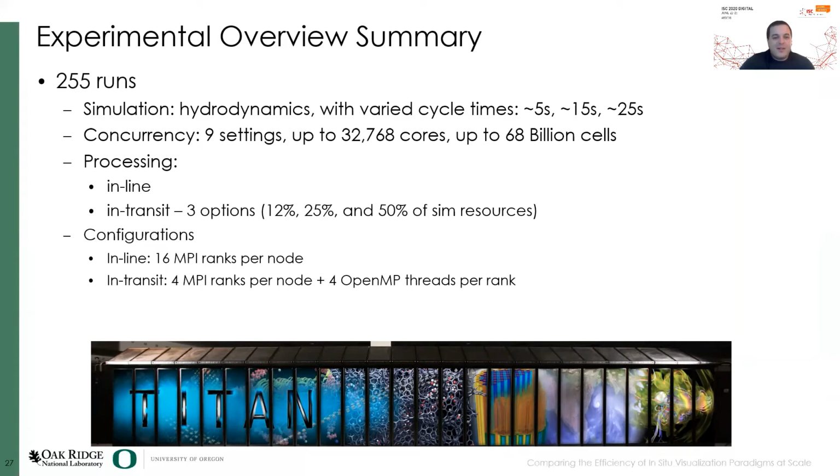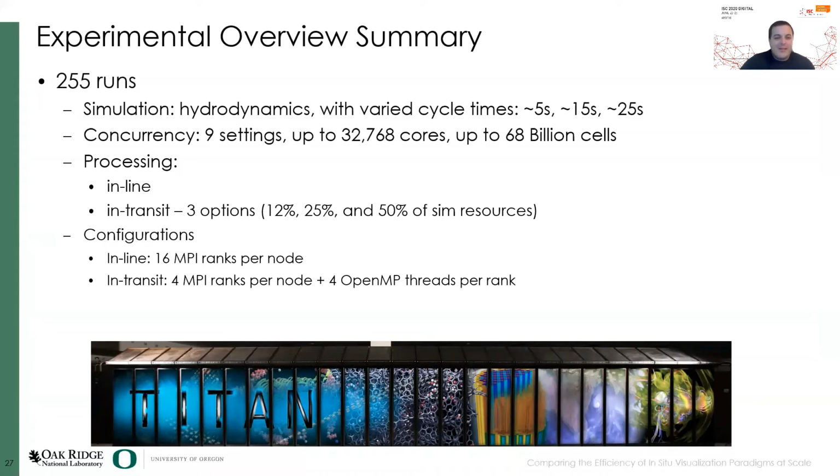And so our in-transit occurred at 3 different options as well. We had 12%, 25%, and 50% of simulation resources. And so what that means is that if the simulation was running on 100 nodes, in-transit was allocated an additional 12%, 25%, or 50% of those nodes. So in the case of 100 nodes, 12%, we had a total allocation of 112 nodes. We had 2 different configurations.